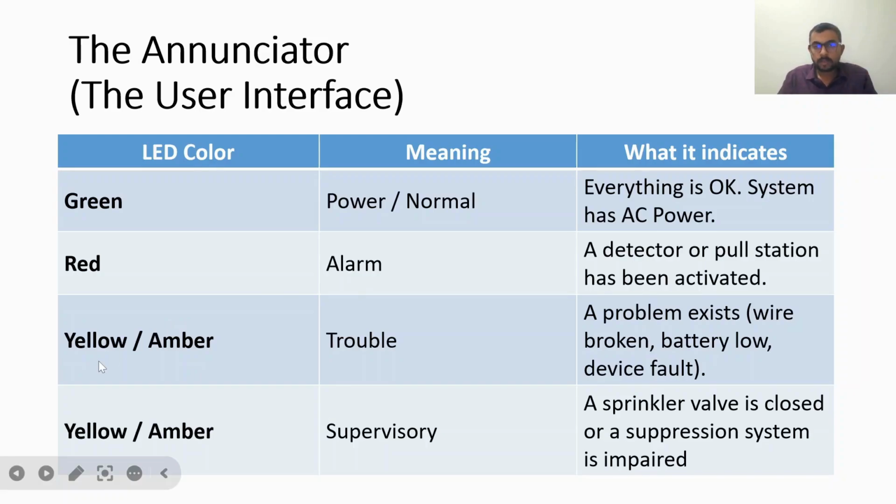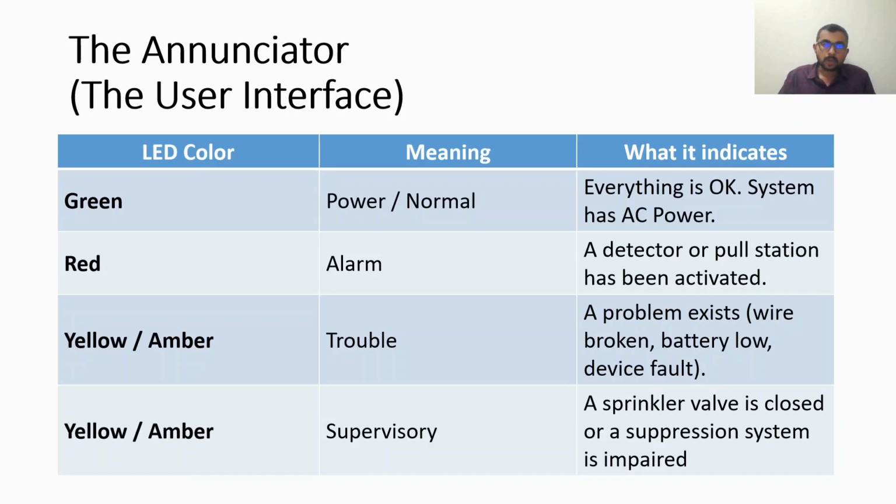Then we have the yellow LED. The yellow LED could indicate a trouble signal. This means that somewhere in the circuit or the system there is a fault, a problem, so we need to rectify it. Until the problem is rectified, the LED will keep on glowing yellow.